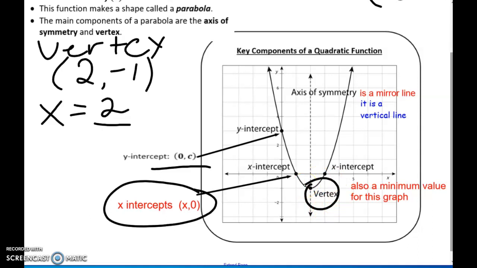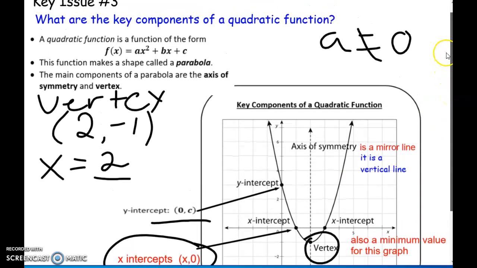And let's talk about the y-intercept. Notice it says 0, c. Well, where do we get that from? We get that from up here.